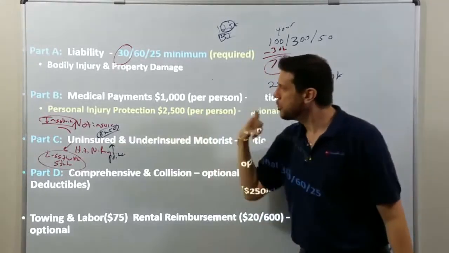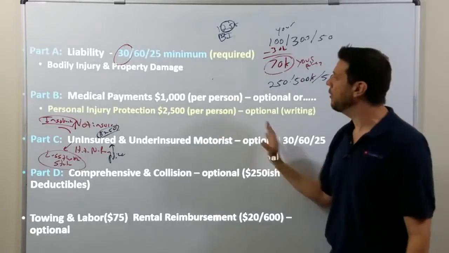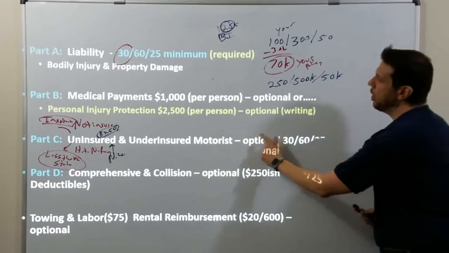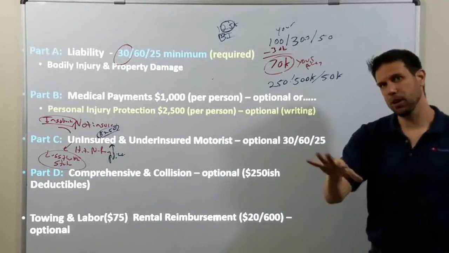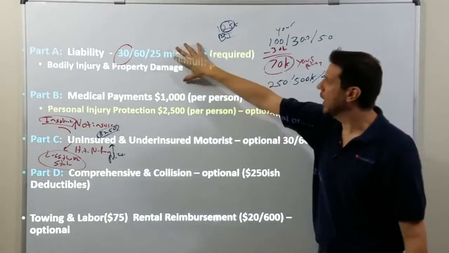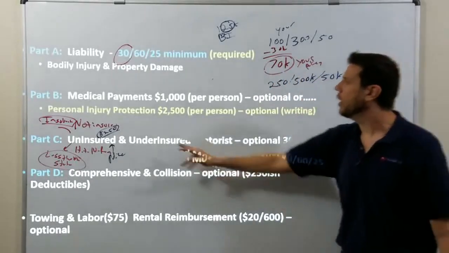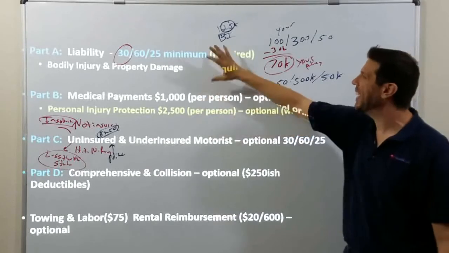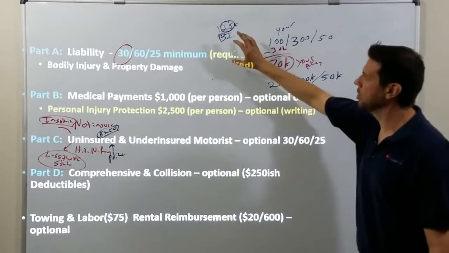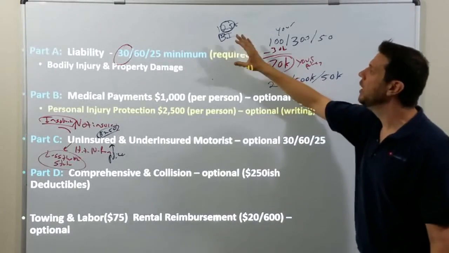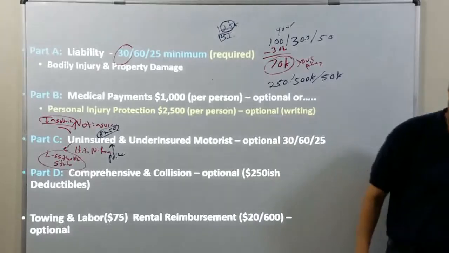So uninsured covers you if somebody hits you without insurance. Underinsured covers you if they don't have enough insurance. You have to offer this to every customer, but again, they can opt out in writing. As an agent, you must offer liability, medical payments, uninsured and underinsured. They can opt out of uninsured and underinsured and medical payments, but they can't opt out of liability. That's due to something called the Motor Vehicle Safety Act. That requires all people to have liability, and as an agent, we have to offer these, but they can opt out in writing.